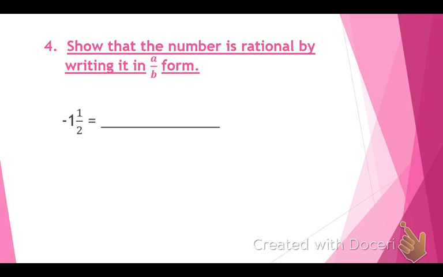Okay, what do you turn it into? Okay, turn it into an improper fraction. So 1 times 2 goes 2, so you add 1. Okay, 3 over 2. And where do I put my negative sign? You want to put it on the 2? Okay, so her answer is 3 over negative 2.